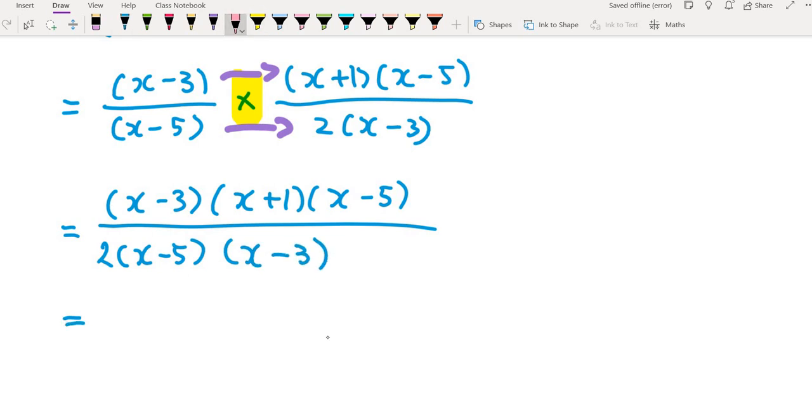Alright, now we have a few more things in common. So you can see these are in common, but these are also in common, so we can cancel all of them out. So on the top we only have x plus 1 left. On the bottom we have just the 2 left.